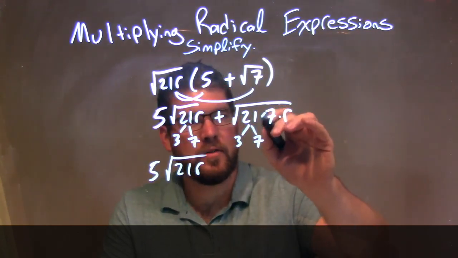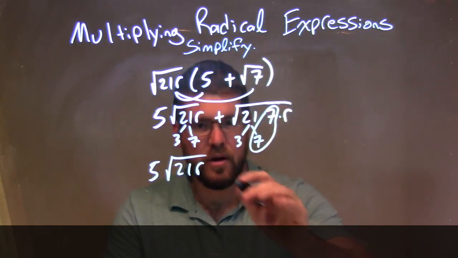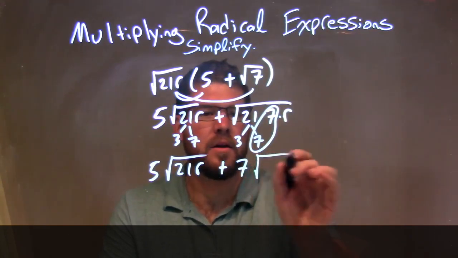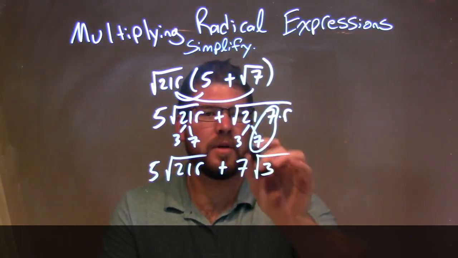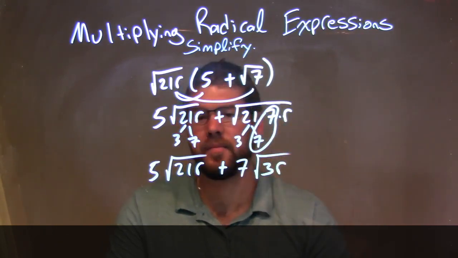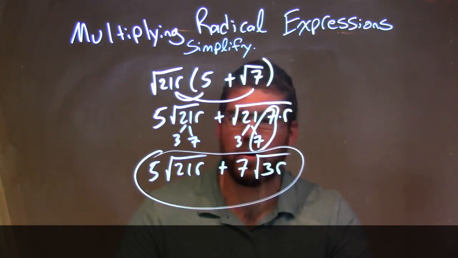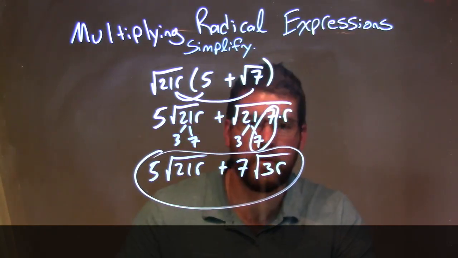But this one here, I see a pair of 7s. So since I see a pair of 7s, I'm going to put an individual 7 on the outside of the square root. And in the square root, just the 3 comes out because it's single, and the r comes out as single. And that's it. Our final answer here is 5 square root of 21r plus 7 times the square root of 3r.